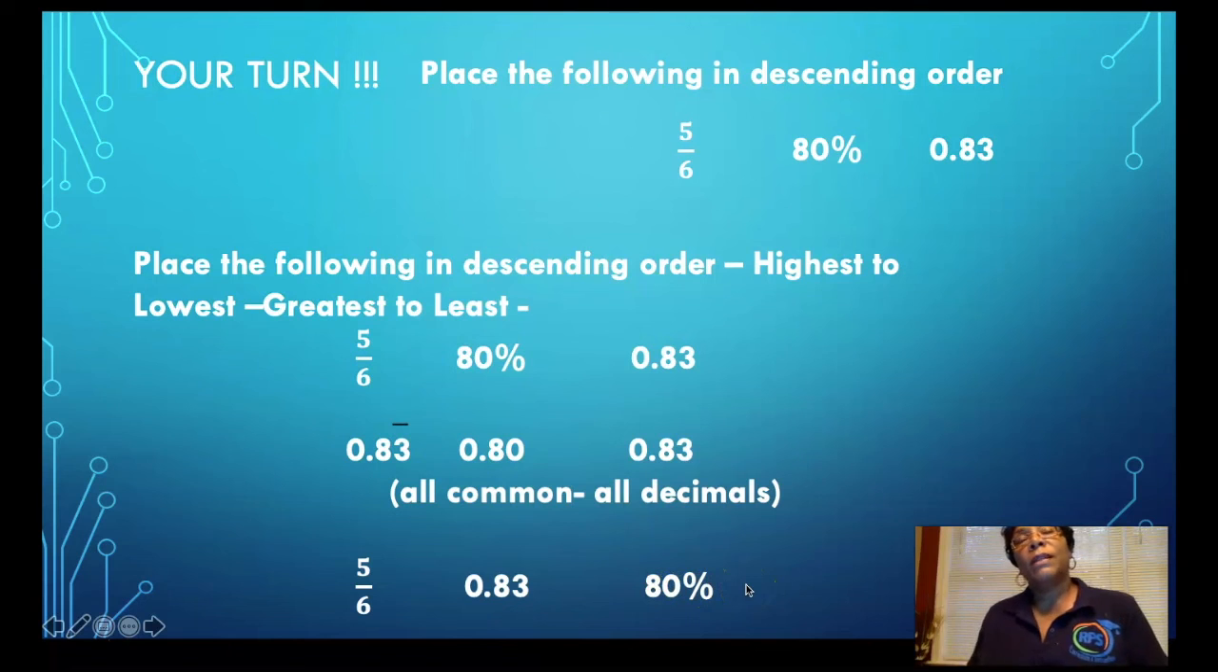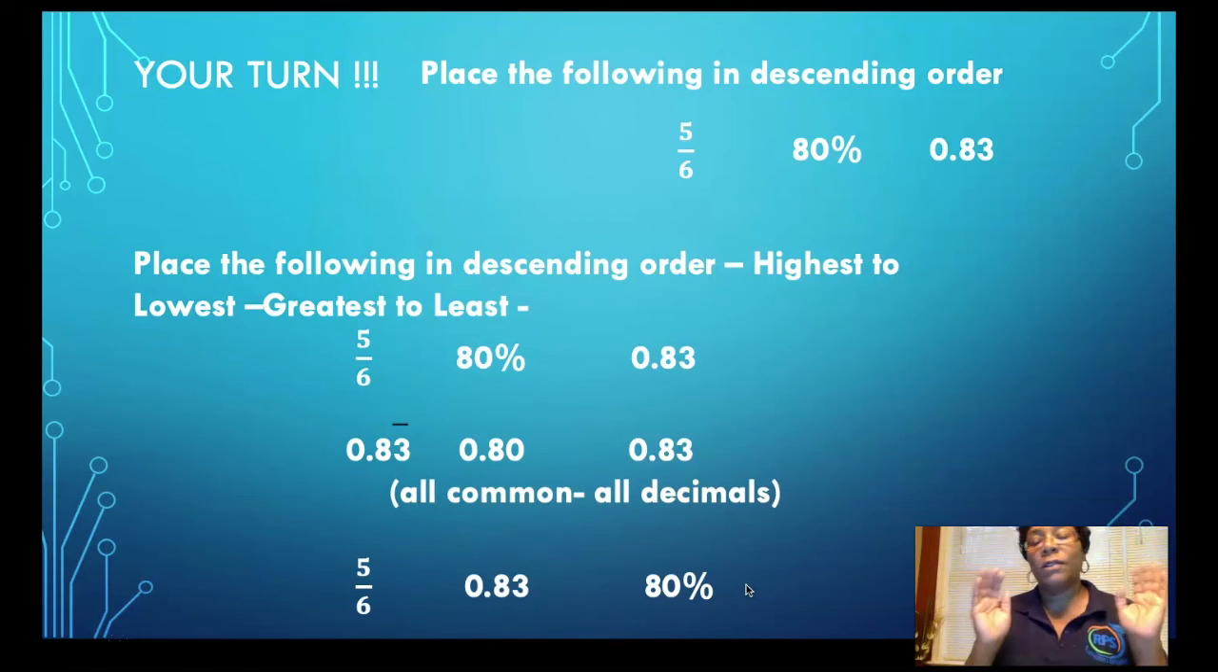Now you might want to say, well, why can't I change them all to fractions? Well, you can. But remember, if you change them all to fractions and you can't easily make like denominators by looking at factors of 100, then you have to go through some additional steps. But you are more than welcome to, because you are mathematics geniuses. So you can definitely do all fractions, all percents, or all decimals. It is definitely your choice.